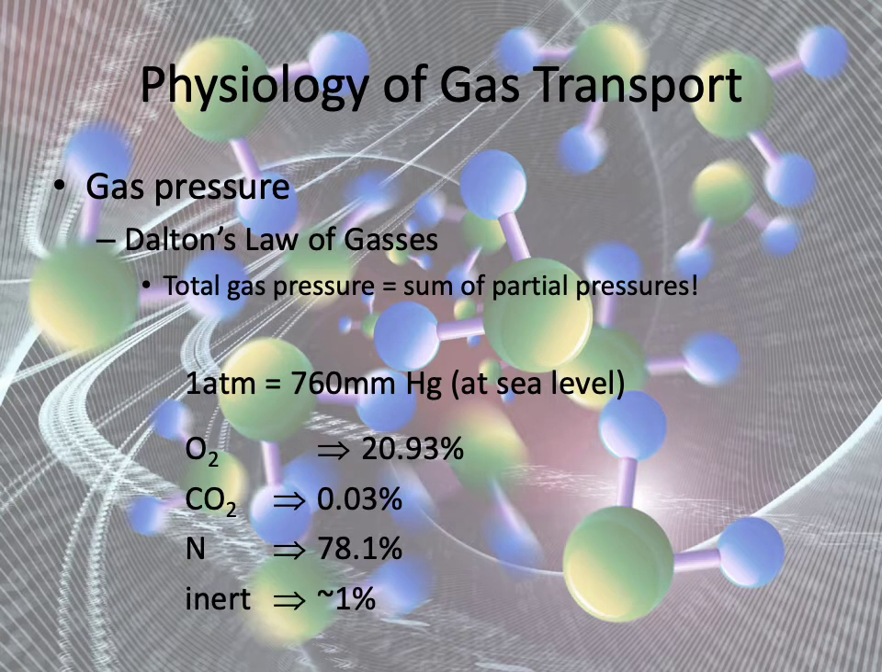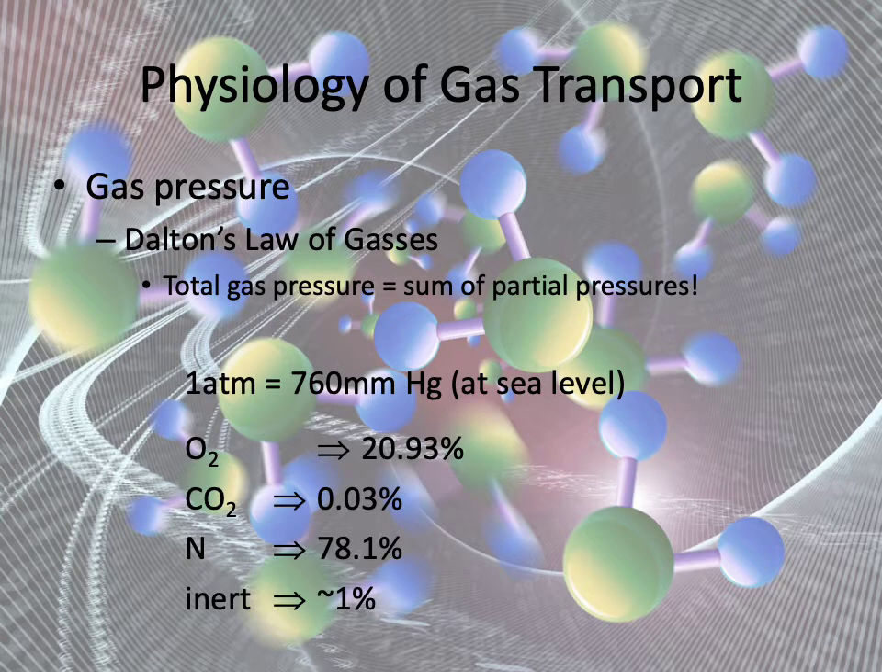Normal air, atmospheric air that we breathe, is composed of oxygen, carbon dioxide, nitrogen, and a handful of inert gases. All right. And they're all present in different concentrations. So for instance, we know that the concentration of oxygen in air is about 20.93%, or just say 21%. Okay. The normal amount of CO2 in air is 0.03%. And nitrogen is about 78.1%. And then if you take all of the miscellaneous inert gases, that's going to take up the remaining 1% or so. Okay, add all of these up, and you should end up with 100%.